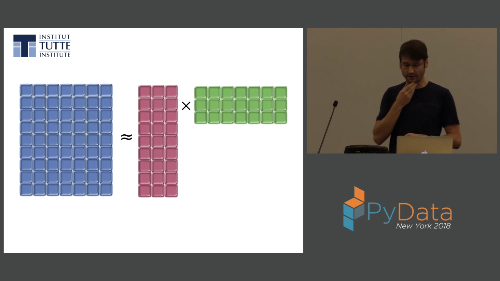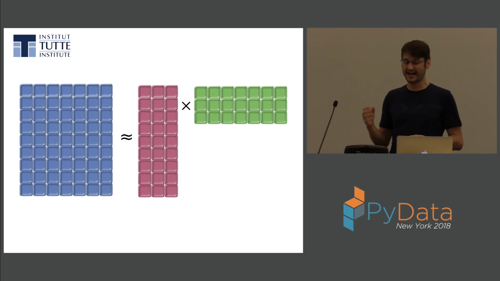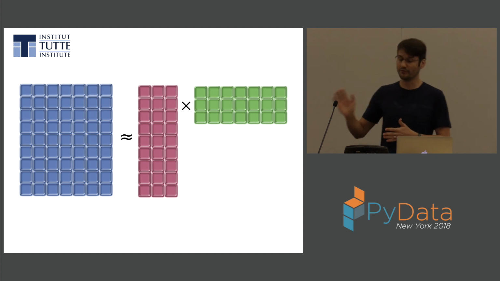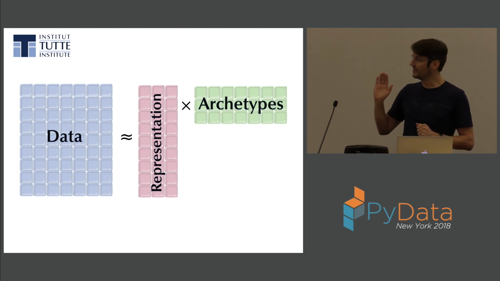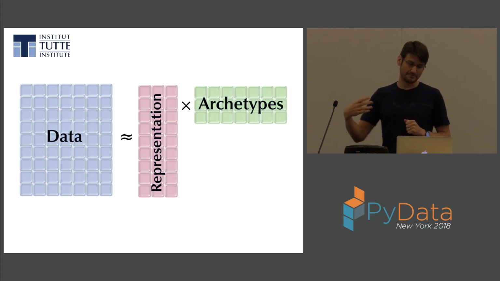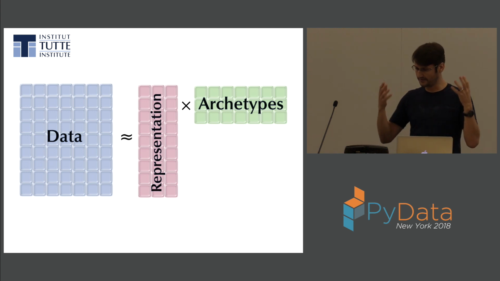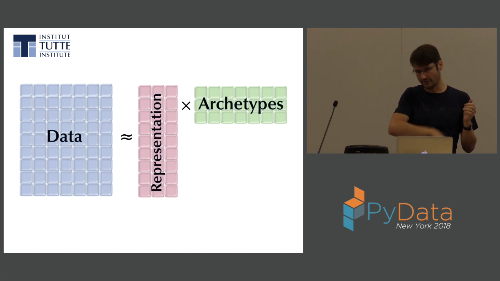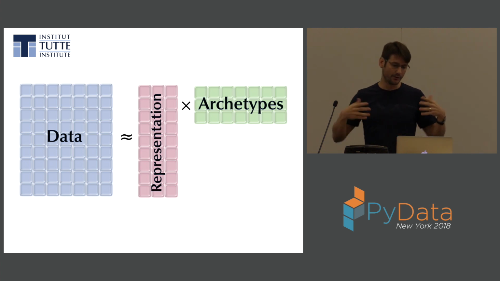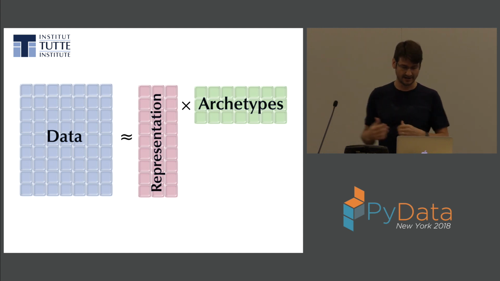Okay, so the goal of matrix factorization, pictorially, is we want to express a matrix as approximately a product of two smaller matrices. That's all we're doing. So in terms of dimension reduction, the blue matrix is our data. That's the source data we've got, where each row is a sample and each column is a feature, and we want to factor that into a representation multiplied by some archetypes.